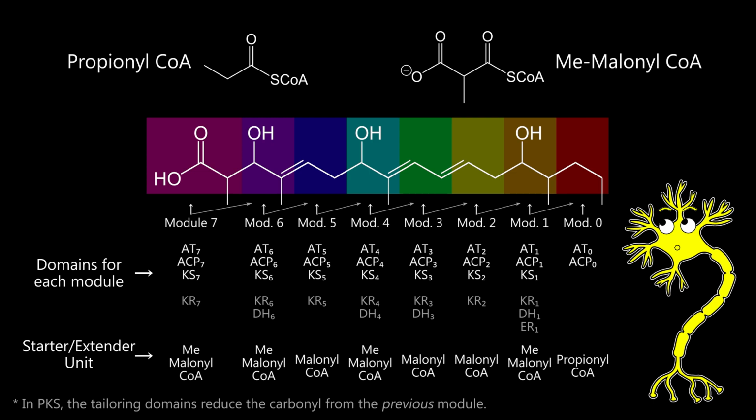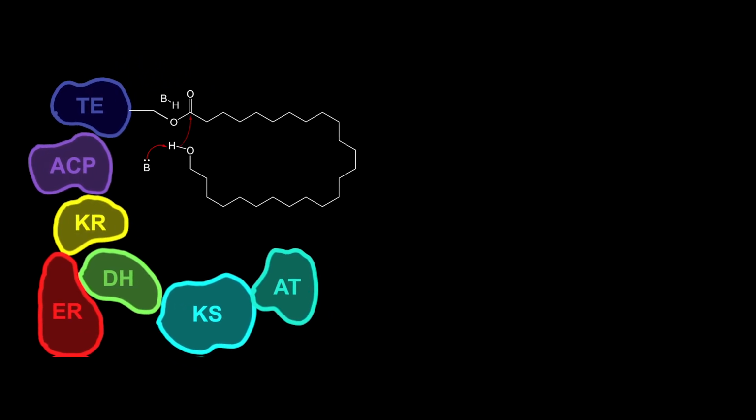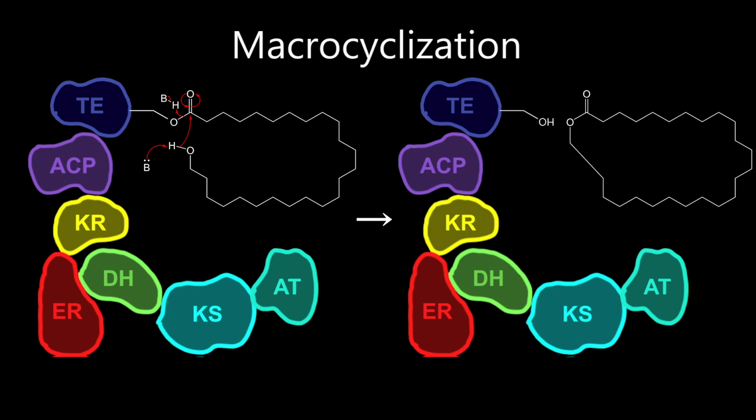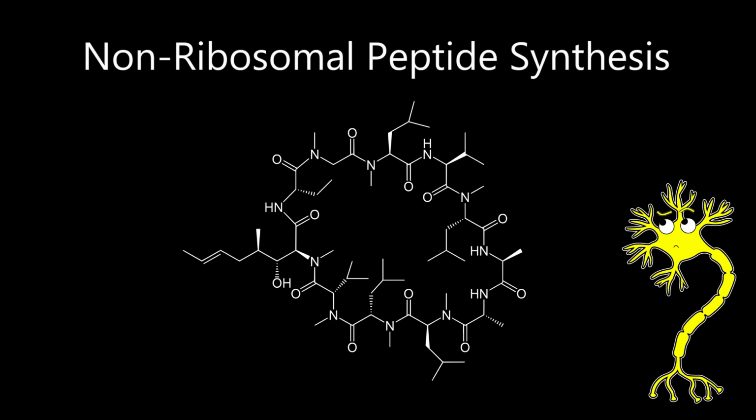Not only that, but instead of simply releasing the molecule at the very end, polyketide synthesis can involve one of the hydroxyl groups on the polyketide chain to attack the initial ester to form a large cycle, a process appropriately called macrocyclization. Additionally, assembly line machinery can even be used to make unusual peptides that aren't normally made in ribosomes, a process appropriately named Non-Ribosomal Peptide Synthesis, or NRPS for short.